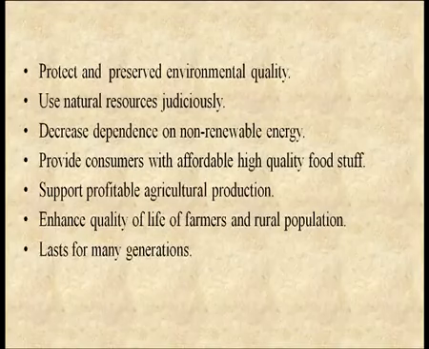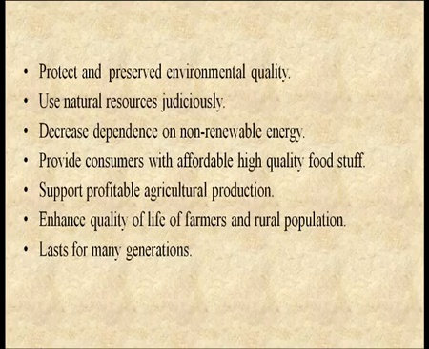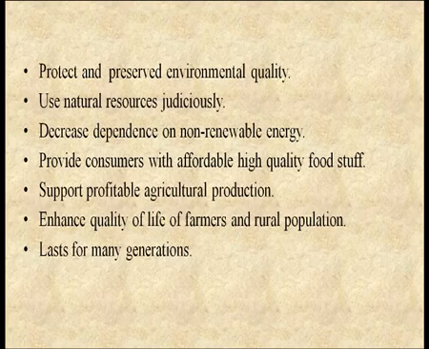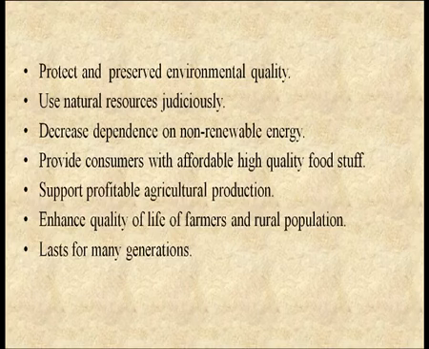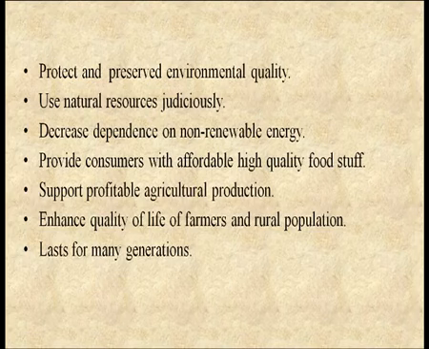Now, how is sustainable agriculture achieved? The answer is it can be achieved in various ways, that is: protect and preserve environmental quality, use natural resources judiciously, decrease dependence on non-renewable energy resources, provide consumers with affordable, high quality foodstuff, support profitable agriculture production, enhance the quality of life of farmers and rural population, and last for many generations.